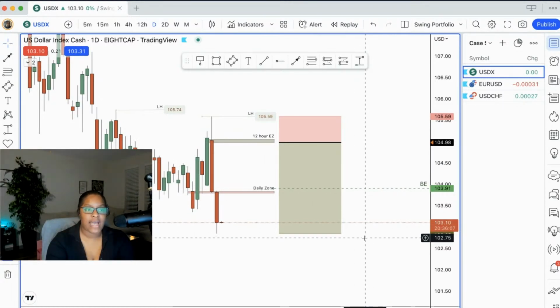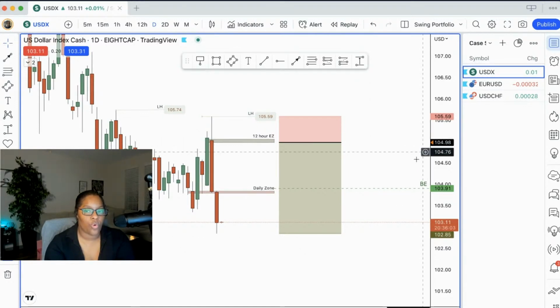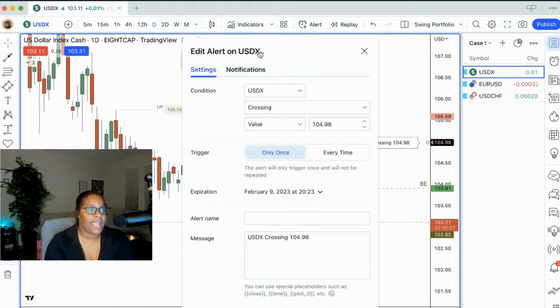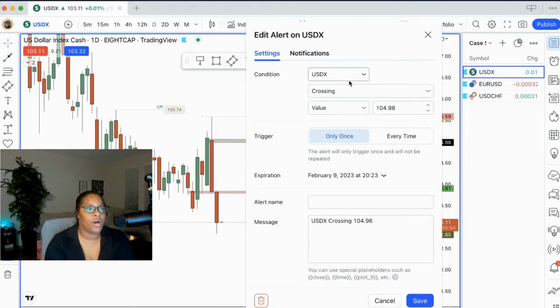So as you guys can see, it has this orange arrow, or this orange triangle, right? If I wanted to edit it, all I have to do is double click on it, and then the settings will come up. You can see it says for USDX, I want to be alerted when it's crossing 104.98. I only want to be alerted one time. I don't need it to keep going off. This ain't no snooze button.